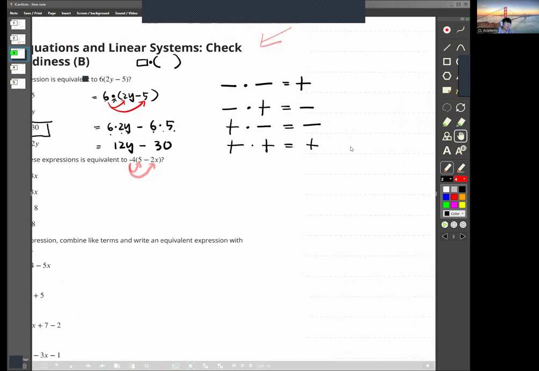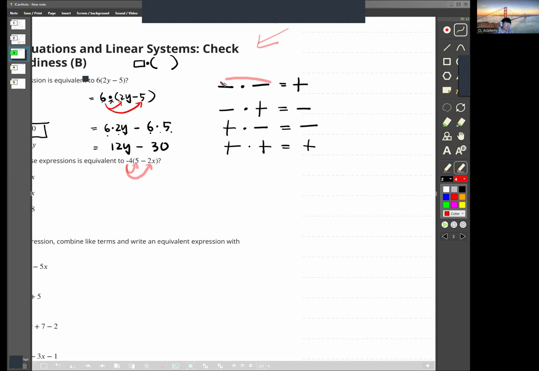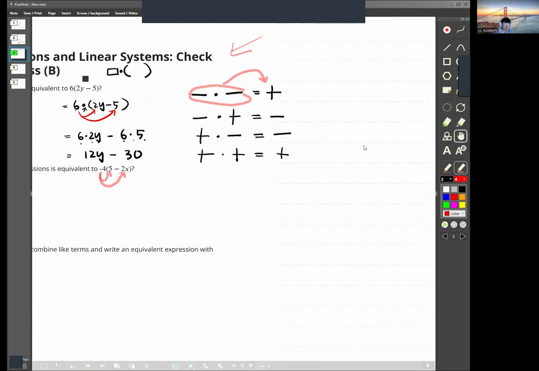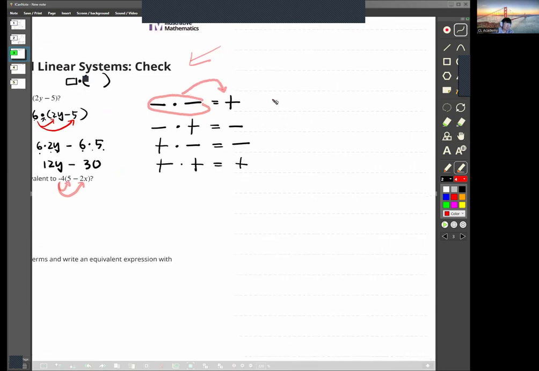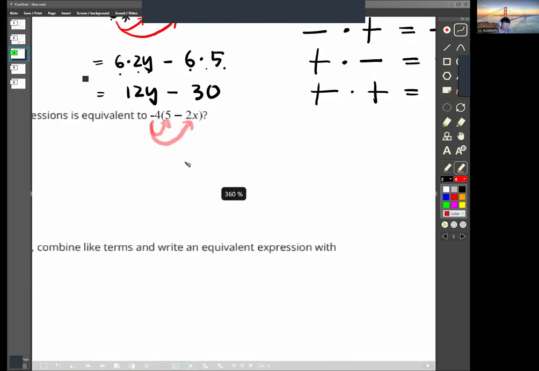Simply, if there is an even number of negatives, the result will be positive. If there is an odd number of negatives, then it will be negative. Then what is negative times negative times negative? It will be negative, because there is an odd number of negatives.